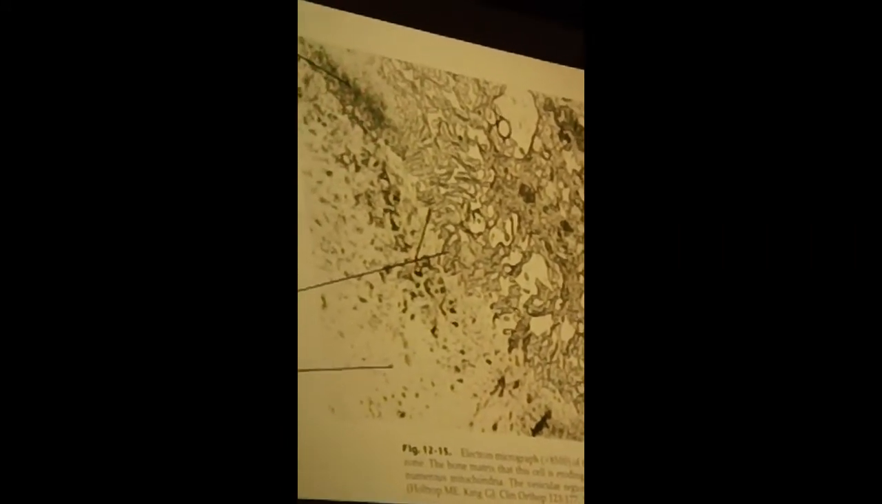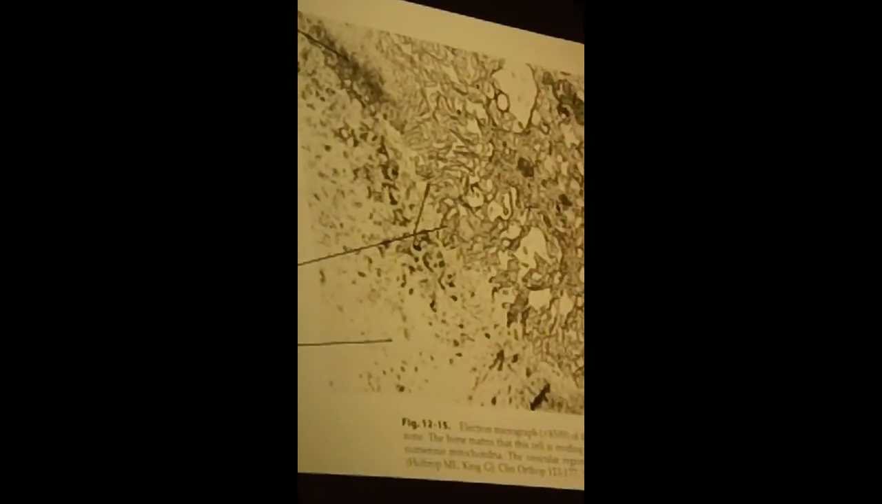Here's a higher power shot of that, but transmission electron microscopy. So here's your clear zone. This is the seal, and here's this ruffled border, which basically is pumping those protons in there, pulling the chloride in to generate HCl to dissolve that calcium hydroxyapatite.